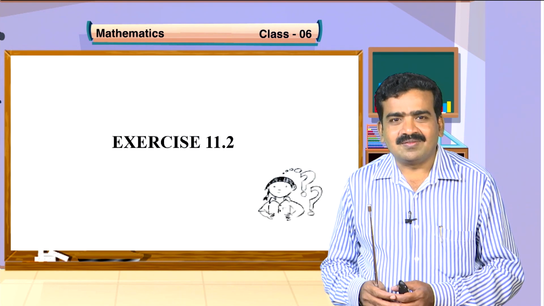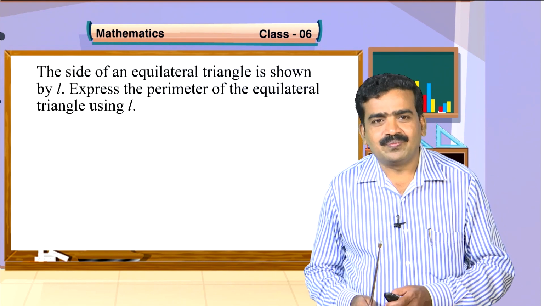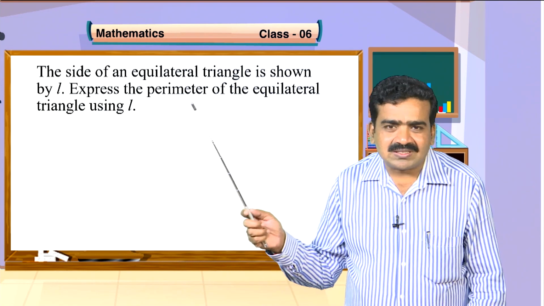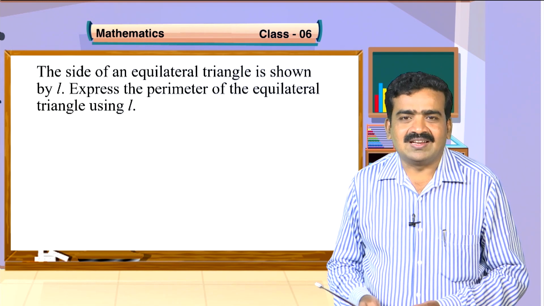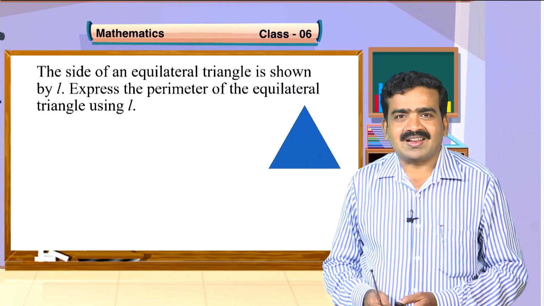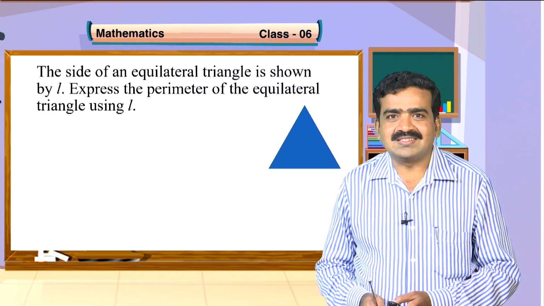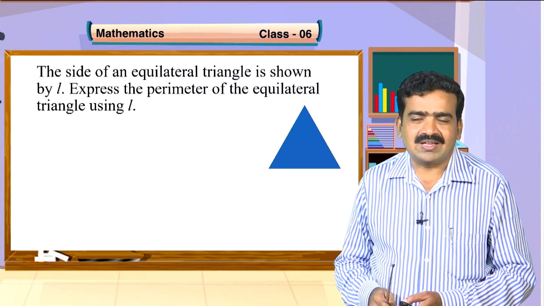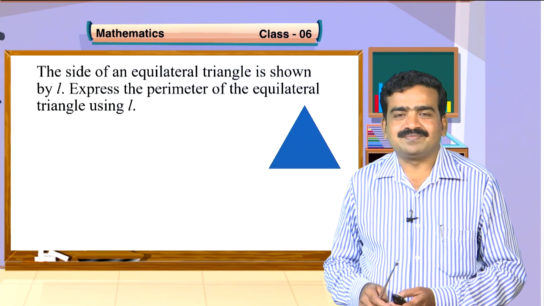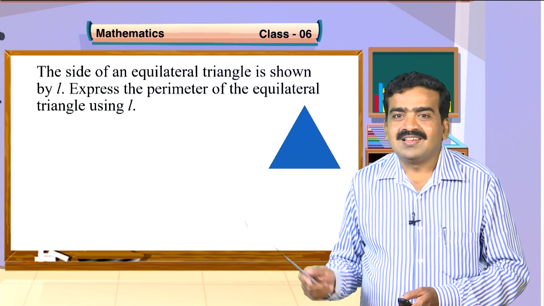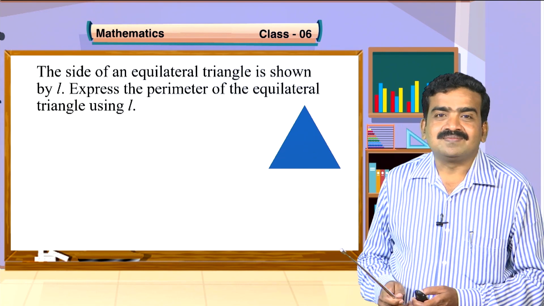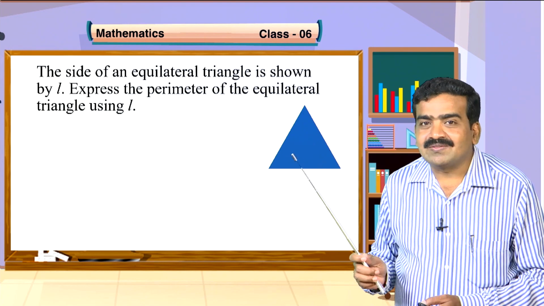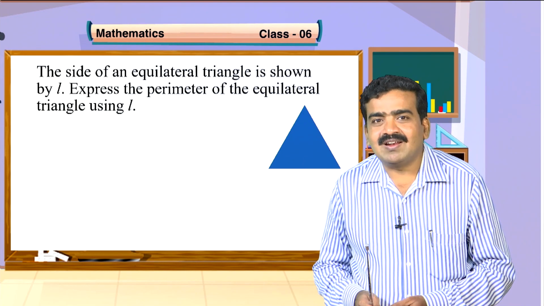Now, let us solve problems in exercise 11.2. The side of an equilateral triangle is shown by L. Express the perimeter of the equilateral triangle by using L. What do you mean by equilateral triangle? You have learnt about triangles in your previous classes. A triangle is a three-sided geometrical figure. In an equilateral triangle, all sides are equal. Lateral means sides. If all sides of a triangle are equal, then it is called an equilateral triangle.